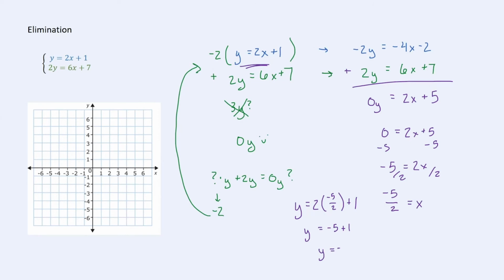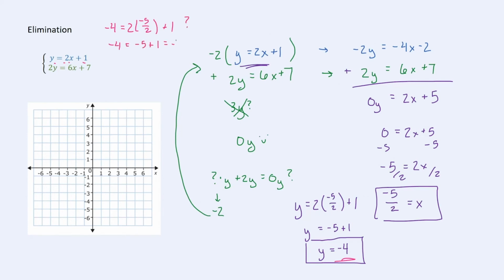Wow, that was a lot of work. I want to make sure that we did everything right. An easy way to check to see if your answer is correct is to plug your x and y into both of your equations. So let's try the first one, y equals 2x plus 1. Well, our y equals negative 4, and our x equals negative 5 over 2. If we solve this, we see that we get negative 4 equals negative 4, which is true.